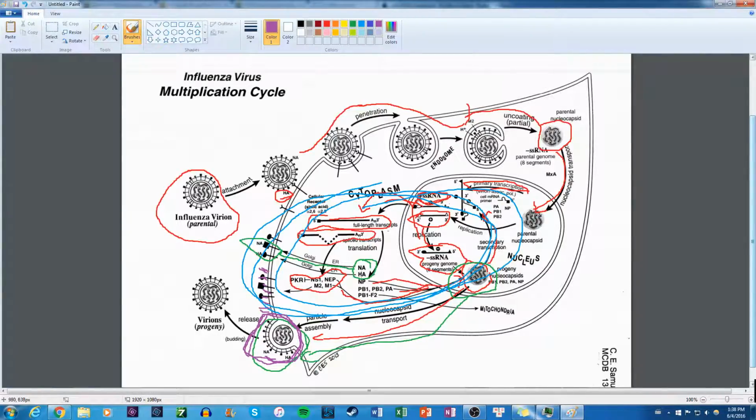Actually, I forgot one more thing, so I'll use orange for this. PB1-F2 is another protein, one of the 11 proteins that are made by flu. You see here it goes to the mitochondria, and you may be wondering, why does that even matter? Essentially, what PB1-F2 does is that it lowers our immune system. It antagonizes our immune system, so we can't fight flu as well. Okay, so this is the flu or Orthomyxoviridae multiplication cycle. I'll see you in the next one.